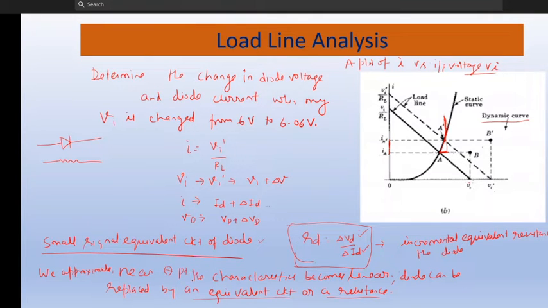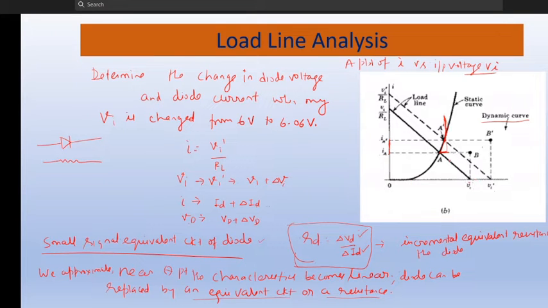So you can see that near the Q point, these characteristics become linear. If you want, you can replace it with an equivalent circuit or a resistance, right? It is the same thing. What will be the value of current? ID plus the change in the diode current. Similarly, the voltage across the diode will be VD plus the change in the diode voltage. The input voltage is changing, Vi plus del Vi, so the change in the input voltage. Are you following this?